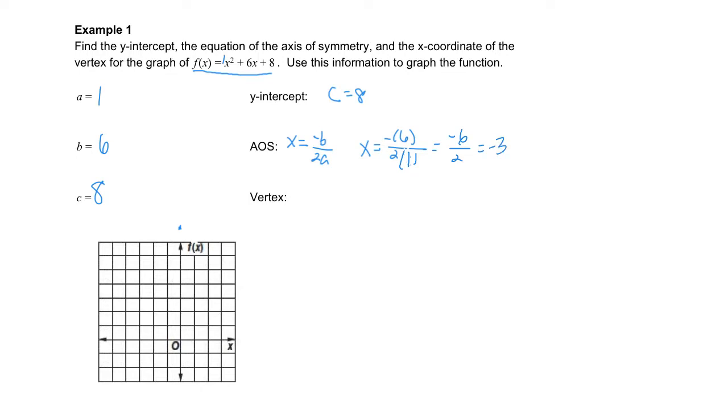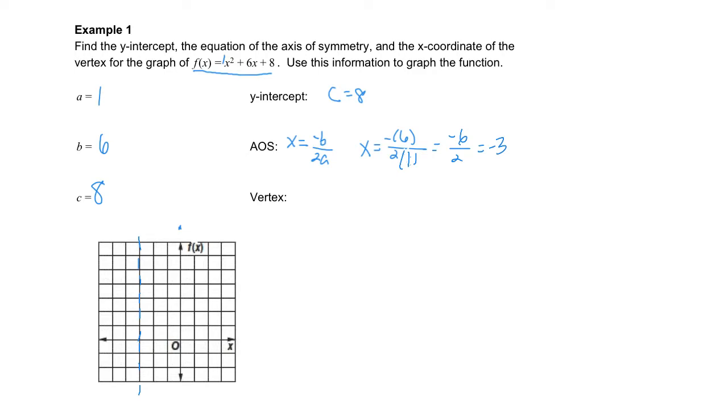So when we draw the axis of symmetry, we're going to draw a dashed line, 1, 2, 3. It's always going to be a vertical line on that equation. So it goes right there. So we've got a y-intercept, we've got the axis of symmetry. Now we need to know the vertex.